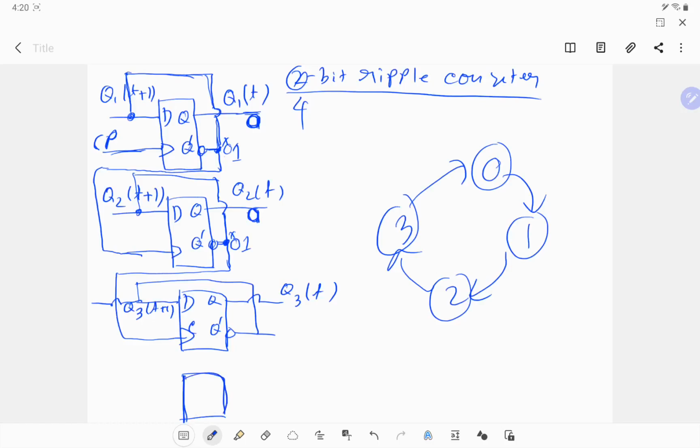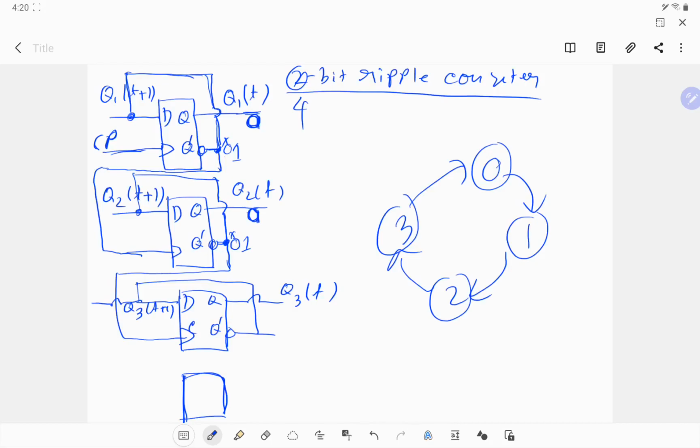So we actually can make such counters with as many flip-flops as we need. So if we want to count from 0 to 31 or 0 to 63, we only need to increase the flip-flops. And also this is the ascending order of counting, 0 1 2 3.